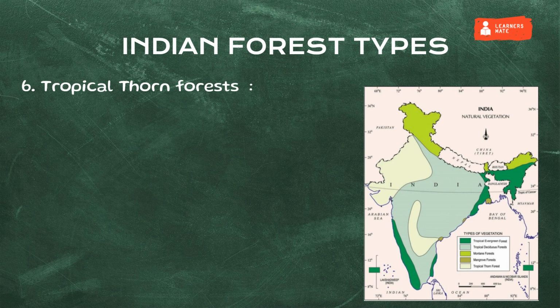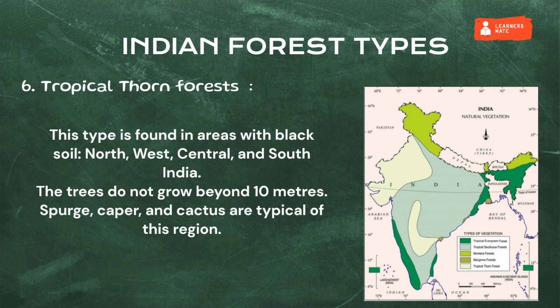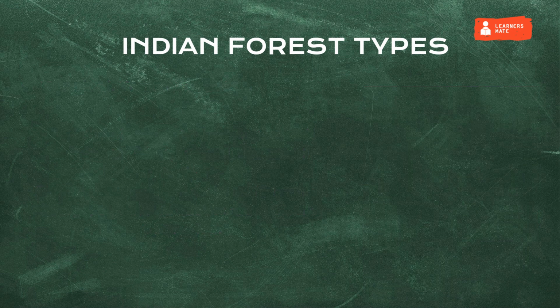Tropical thorn forest. This type is found in areas with black soil, in the north, the west, the central and south India. The trees do not grow beyond 10 meters. Examples are spurge, caper and cactus, which are the types of this region.